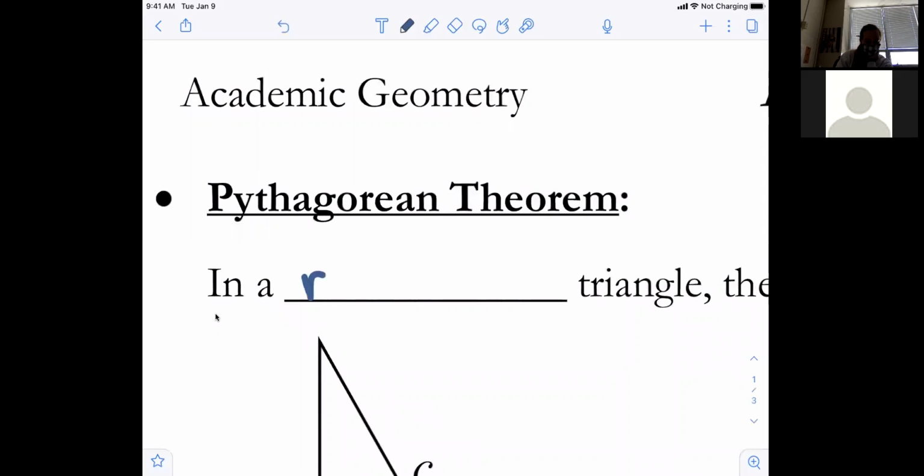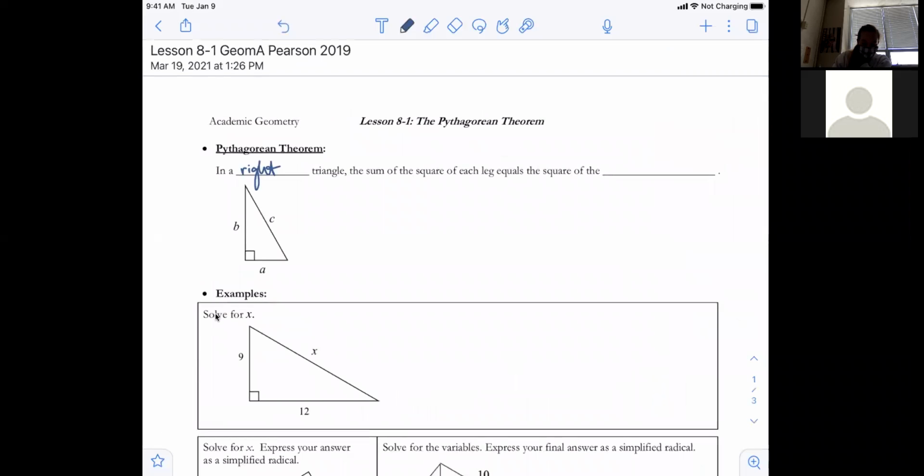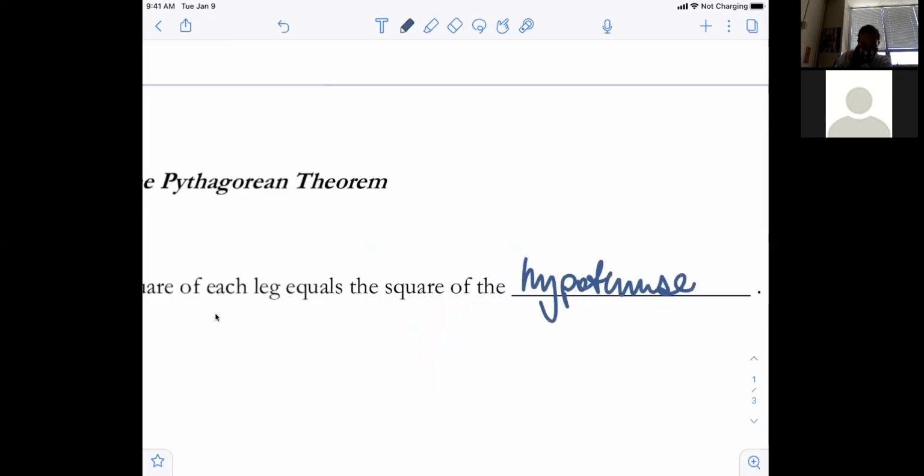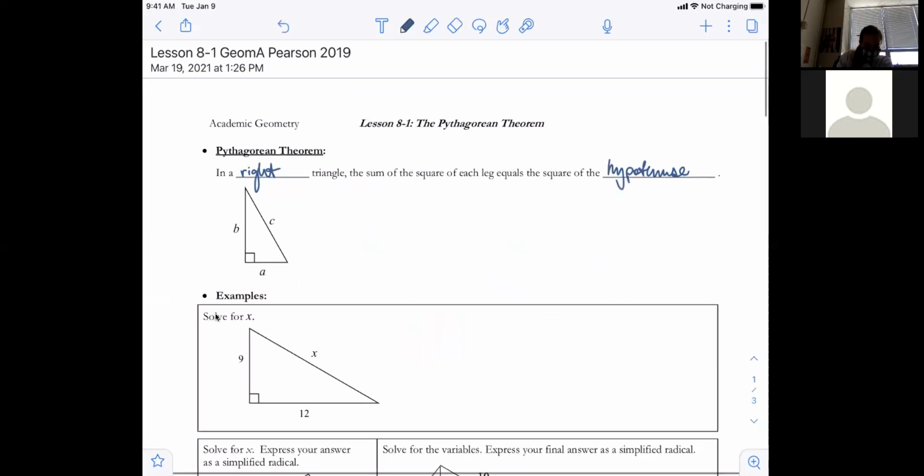And the Pythagorean theorem states that in a right, only a right triangle, not an obtuse, not an acute, a right triangle, the sum of the squares of each leg equals the square of the hypotenuse. So what that means is a squared plus b squared equals c squared.